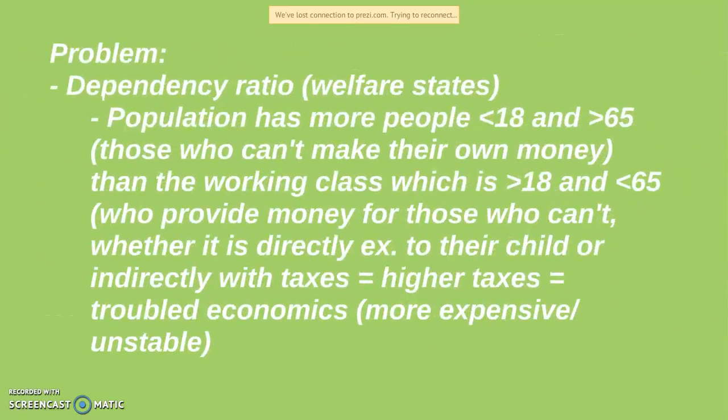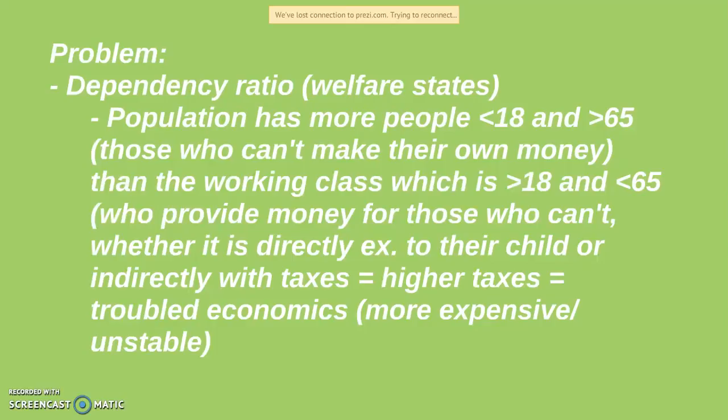child. So the problem with the dependency ratio for welfare states, which is pretty much all stage 5 countries, is that the population now has more people under 18 and above 65, and these people are normally categorized as people who can't make their own money and rely on the working class, which is above 18 and under 65.